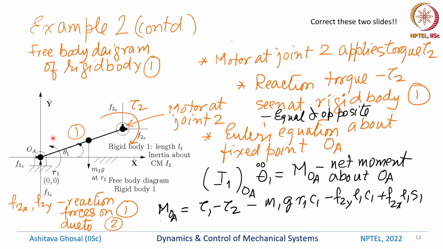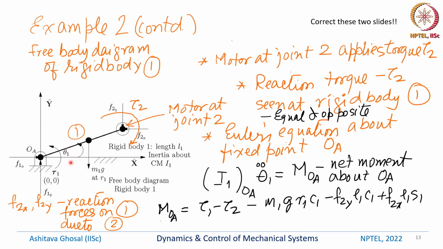And what is MOA? This is tau 1 which is acting. There is a tau 2 which is in the opposite direction, so it is tau 1 minus tau 2. And then we have the moment due to the force which is acting at the CG. So this is M1G. Gravity is acting this way, hence we have minus M1G R1C1. Remember, this is the moment arm this way. And this is minus F2y L1C1, because F2y is also acting this way, and this distance is L1 cos theta 1. So this is the moment arm. We have these two terms with a minus sign because they are clockwise, whereas this tau 1 is anti-clockwise.